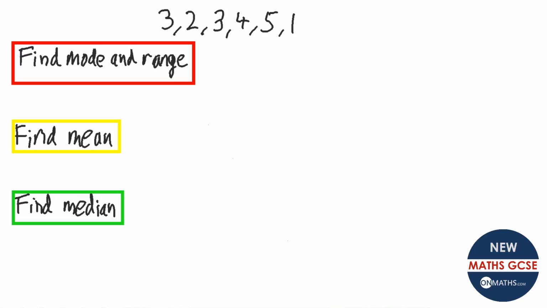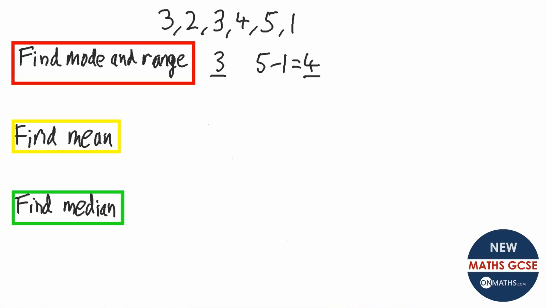Okay, so first of all we're going to find the mode. Now the mode's the one that comes up the most, which is 3. And the range is the biggest, take away smallest. So the biggest here is 5, and the smallest is 1. So 5 take away 1 is 4. So the mode is 3, and the range is 4.